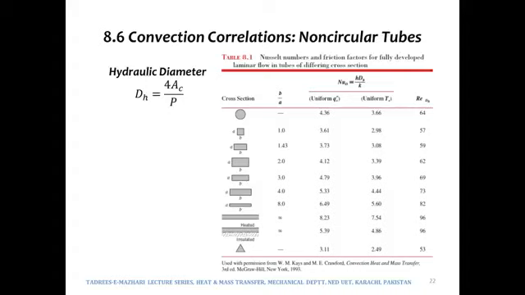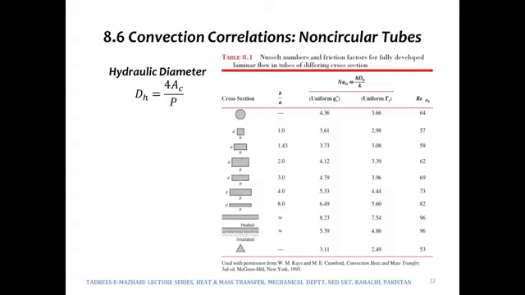So whatever geometry we are given, for example, if we are given this particular geometry, this one, A and B, the cross section area would be A times B, and perimeter would be A plus B plus A plus B, means 2 times A plus B. So whatever is the geometry, we can put the cross section area over there and the perimeter over there to find out the hydraulic diameter.